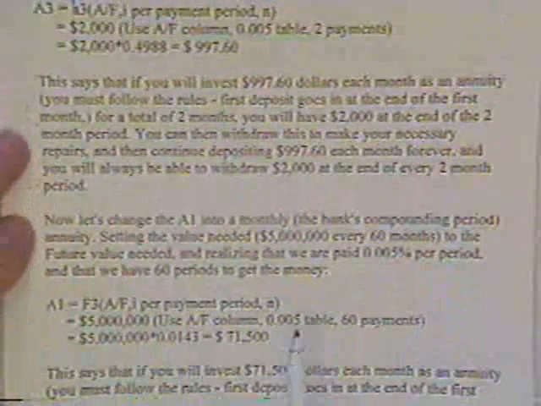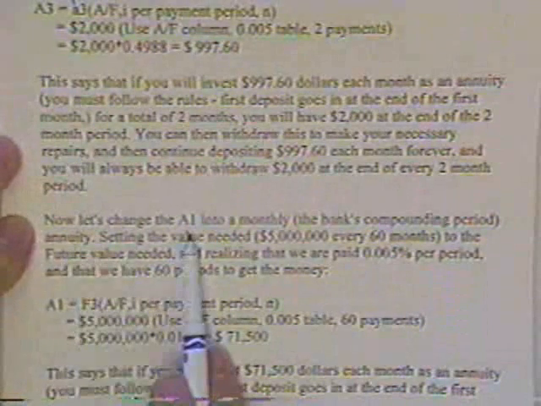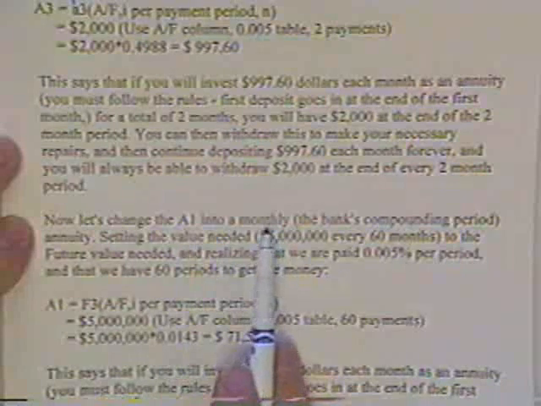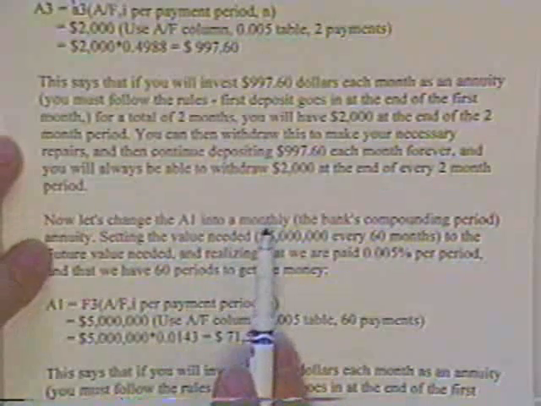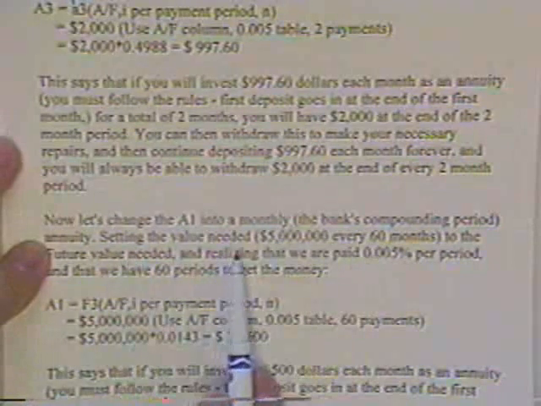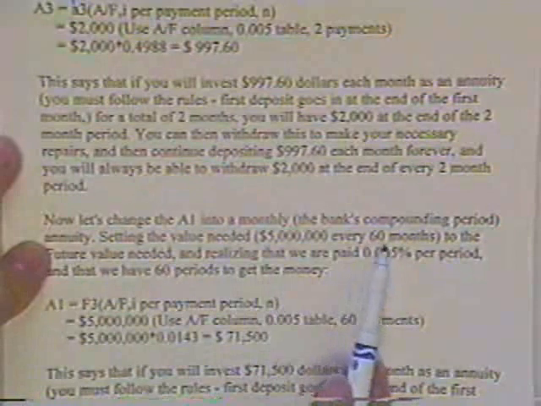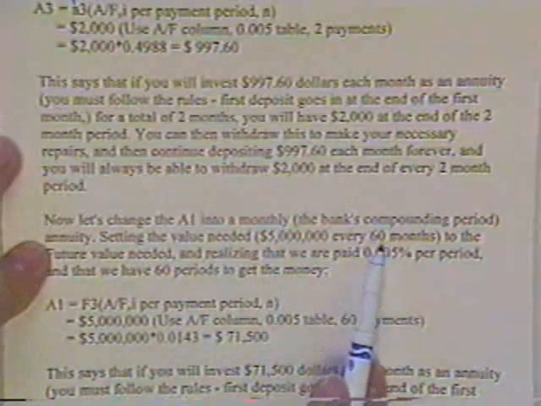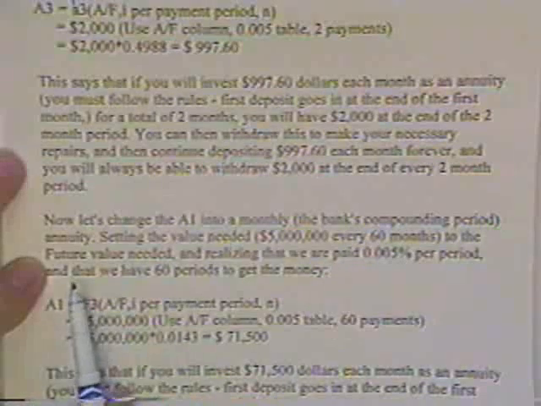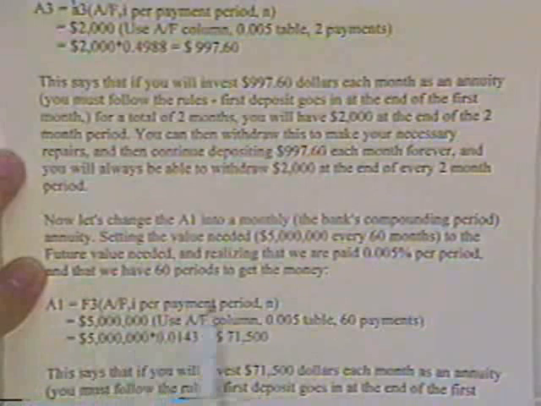Now then, the five-year one. That one's going to be a little funny. Let's think about that. It is nothing but a future value that we need. Let's change it into a monthly annuity. That's the bank's compounding period. The value needed is $5 million. We need it every 60 payment periods, every 60 compounding periods, 60 months. Therefore, F3 is $5 million.